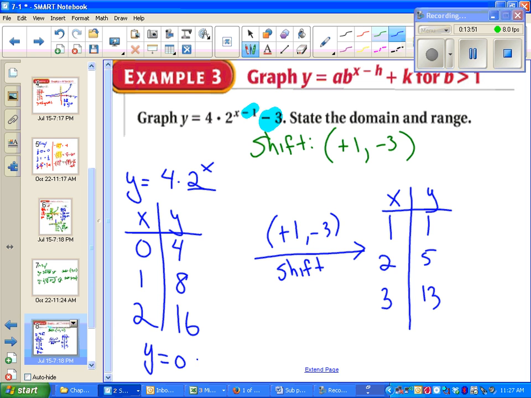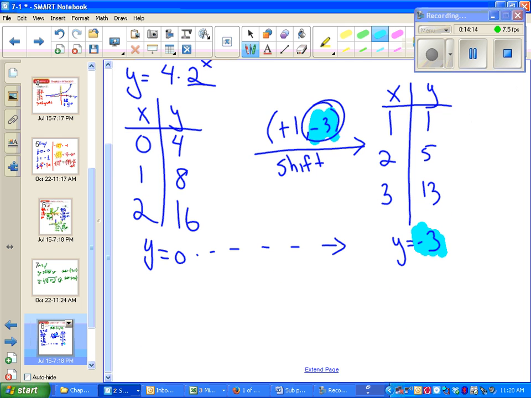I also shift my asymptote. If I forget to do that, it's going to mess up your graph. Y was 0. I use my y shift. So I subtract 3. Pro tip, this shift is always going to match up with that number. Always. The asymptote and the shift are always the same. Then we get to graph.